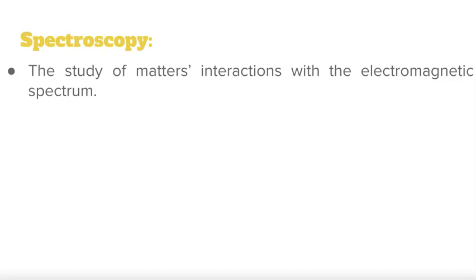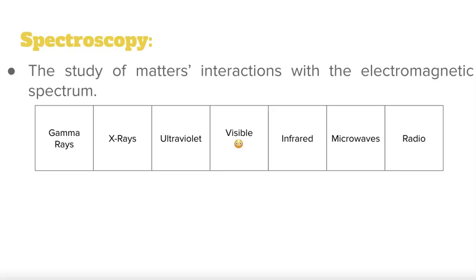Now, we've already mentioned spectroscopy back in Unit 1 when we were learning about mass spectroscopy, okay? It's simply the study of how matter interacts with the electromagnetic spectrum. And there are certain areas in chemistry where you focus on one particular portion. If you don't remember, there are basically 7 areas of the electromagnetic spectrum.